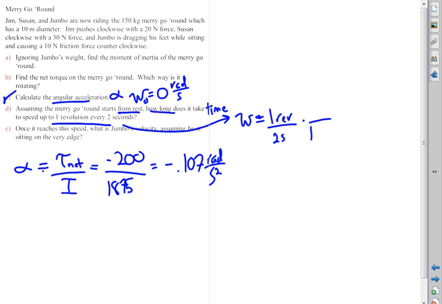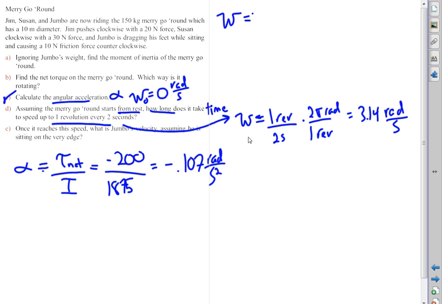So write that as 1 revolution for every 2 seconds. We don't like revolutions per second. We want radians per second. So we'll do a quick little conversion there to cancel out the revolutions. And it turns out to be actually pi, or 3.14 radians per second.